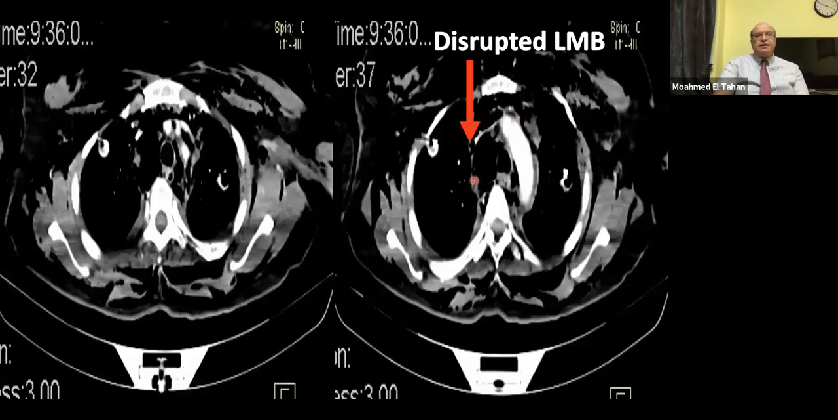Patients with a disrupted main stem bronchus are challenging because your only solution is to use a double-lumen tube to the other side. Here we are lucky that we have a disrupted right main bronchus, so we can use a left side tube here.